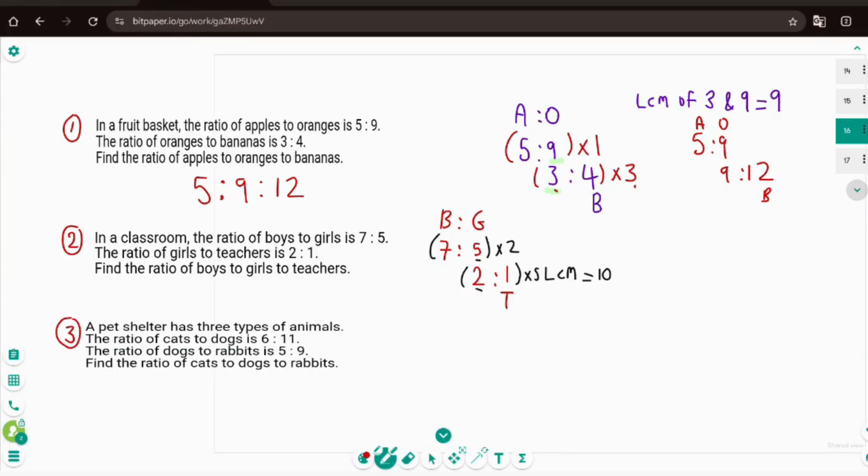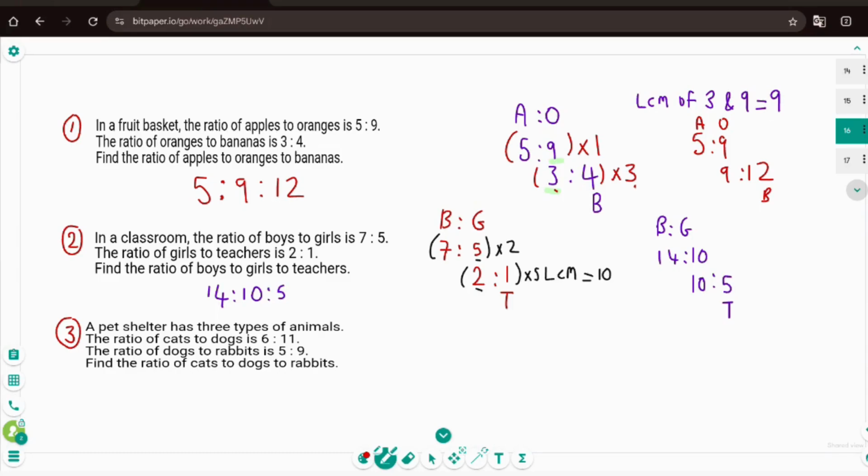As you can see now, if I multiply the top ratio by 2, I've got boys to girls, 14 to 10. If I multiply the bottom ratio by 5, we've got 10. Yes, my girls are the same. 1 times 5 is 5. So boys to girls to teachers, 14 to 10 to 5.